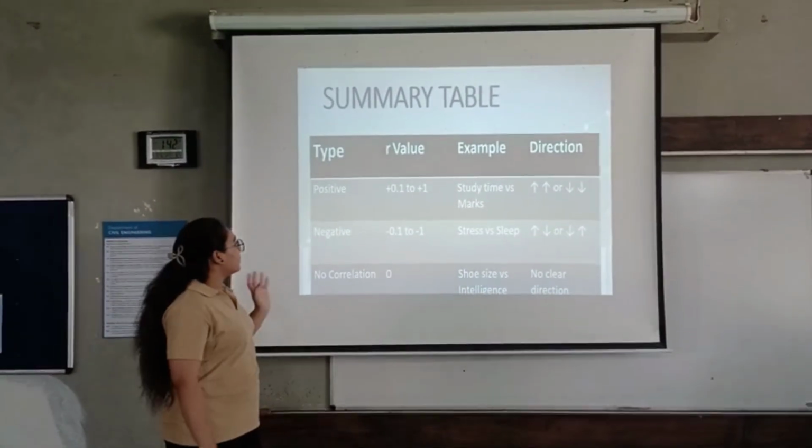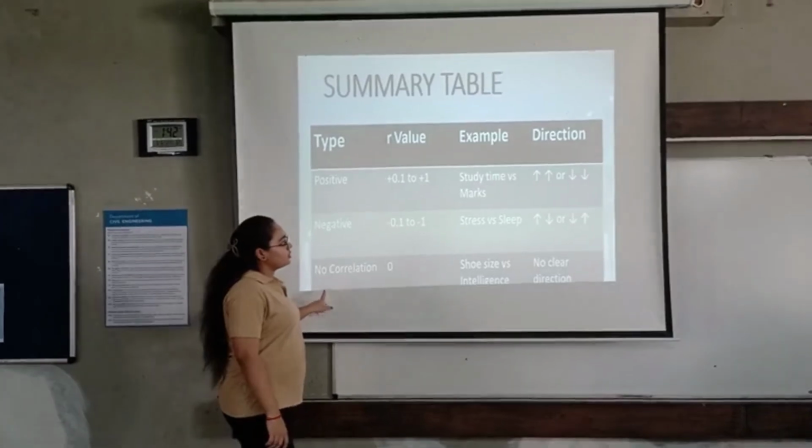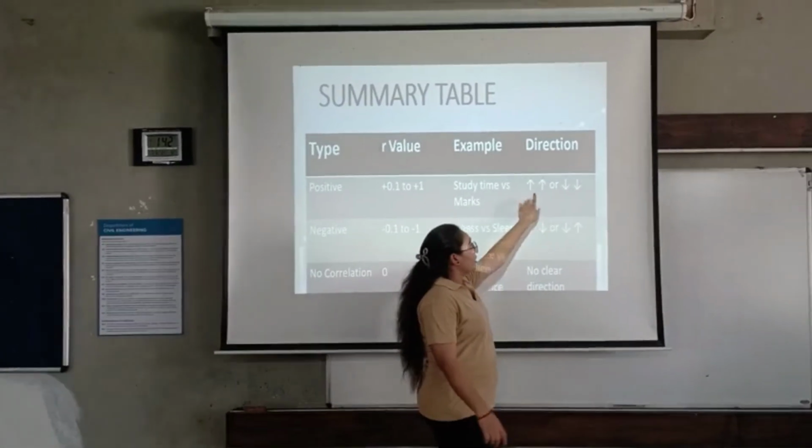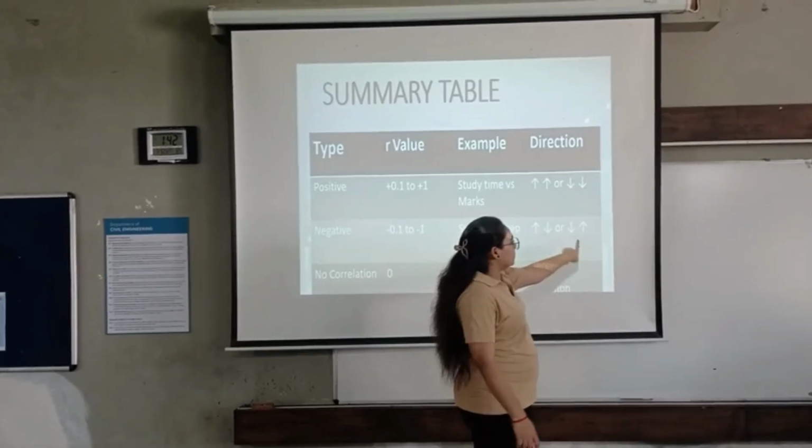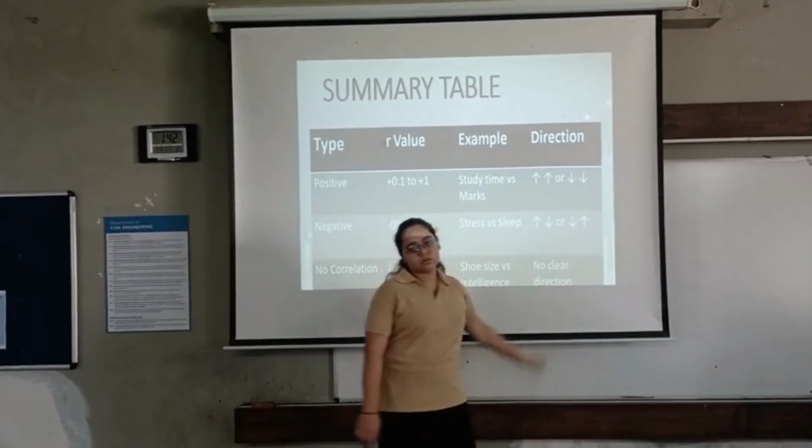Now this is the summary table. It shows the R value, an example, and the direction. If one increases and the other decreases, it is negative. If one increases and the other also increases, it is positive. Otherwise, there is no correlation.